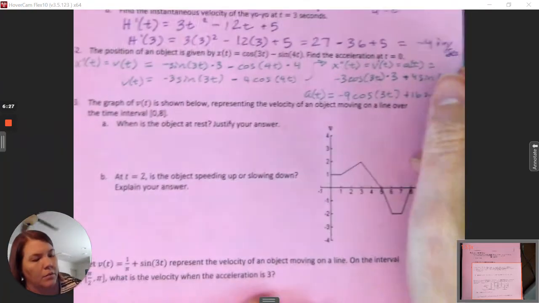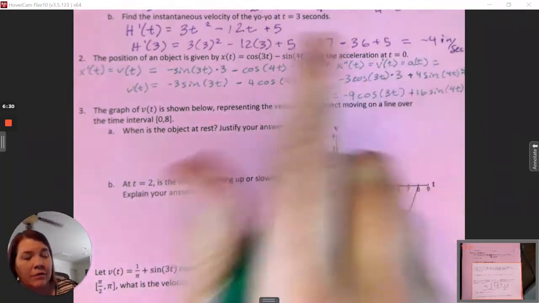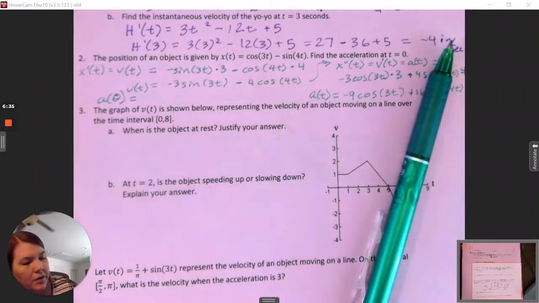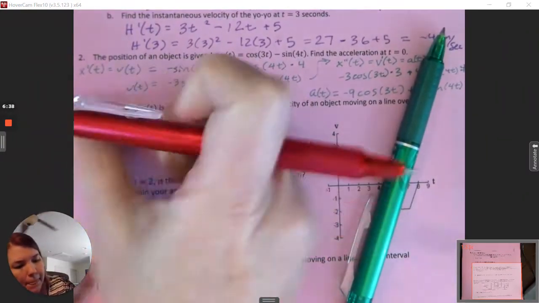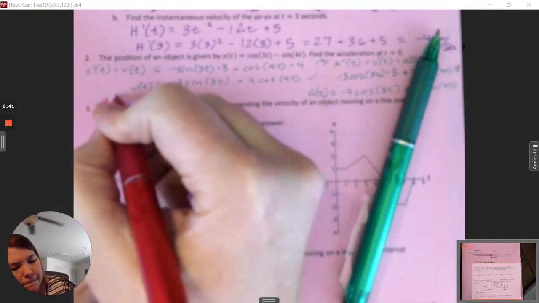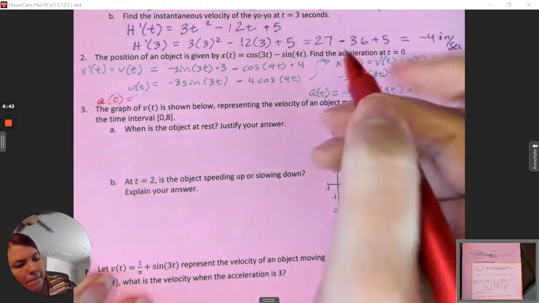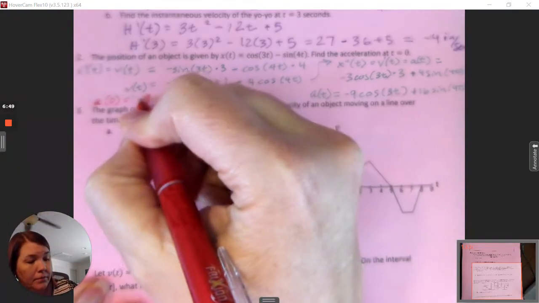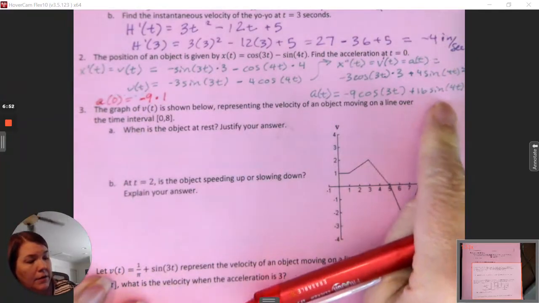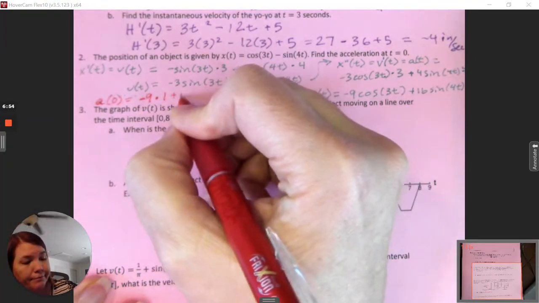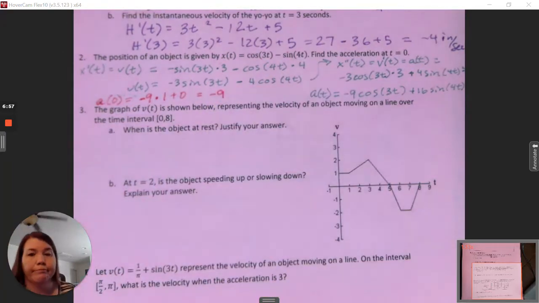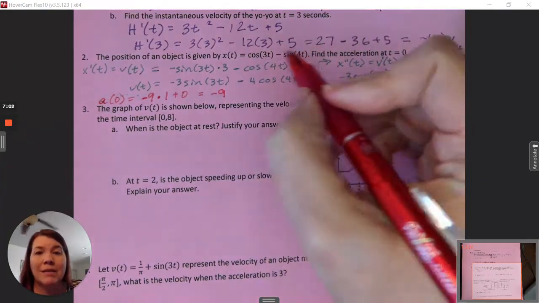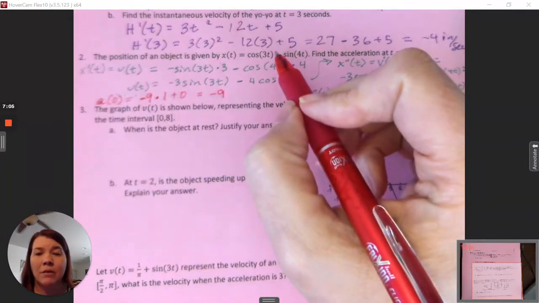Okay, so we wanted the acceleration at time 0. So a of 0 equals, let me use a different color for that. Cosine at 0 was 1. Sine at 0 is 0. And that's it. Acceleration is negative 9, and it doesn't tell me anything about my units.